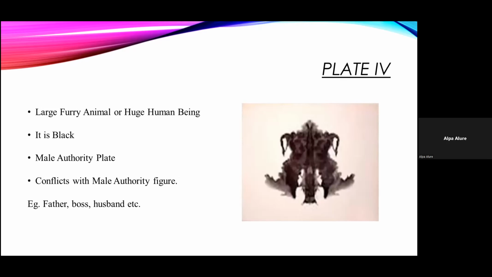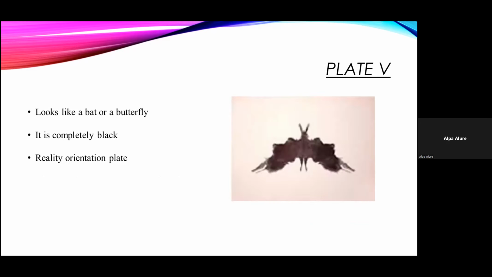This is the fourth one. It looks like a huge human being or a large furry animal. It's white and black. It is relating to a male authority figure. So if there are any conflicts with a male authority figure or a male figure like a husband, father, boss, colleague, superior, the responses will tell us something more about it. This looks like a bat or a butterfly, and it's again black and white. It's a reality orientation plate too.